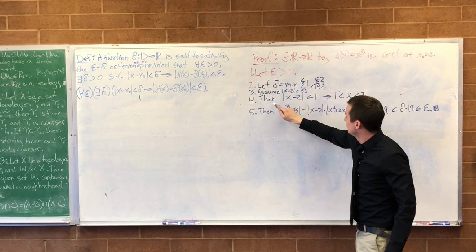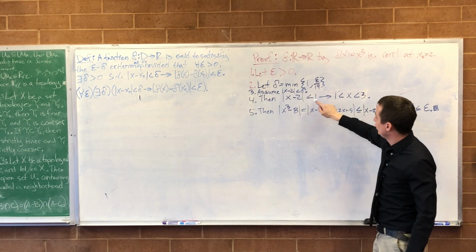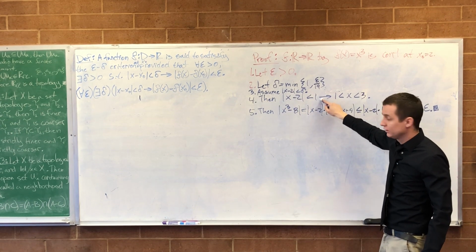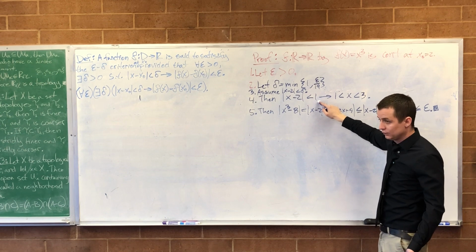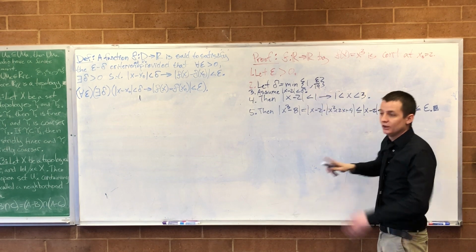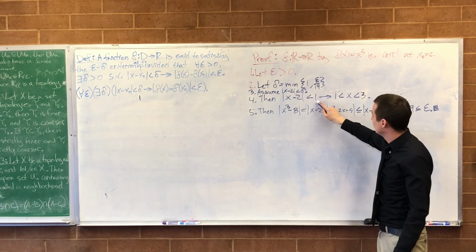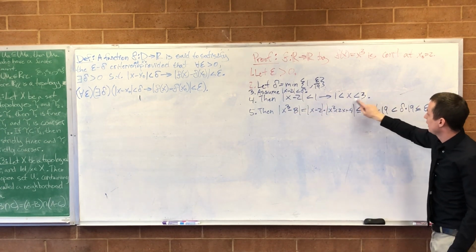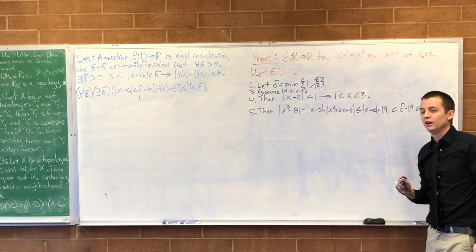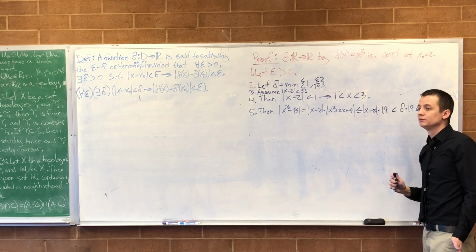Well, if |x - 2| is less than delta, then |x - 2| is definitely less than 1, right? Because delta cannot be bigger than 1. Delta is a minimum of 1 and something, so it definitely can't be bigger than 1. So if this is less than delta, this has to be less than 1. This means that x is bounded above by 3, and below by 1, right?